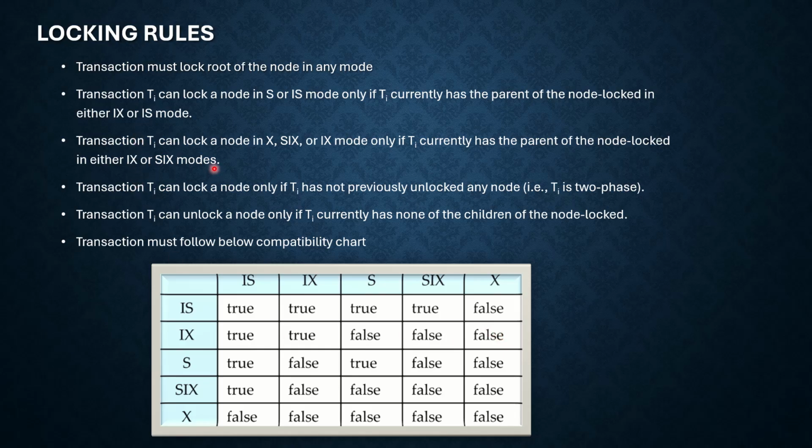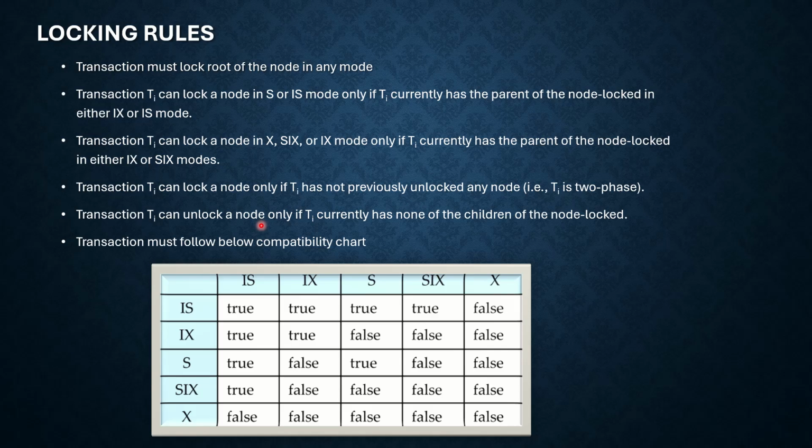And these were the simple rules. If we want to put a lock on any node in X, SIX or IX mode, then its parent should have either an IX or SIX lock. And a transaction Ti can lock a node only if Ti has not previously unlocked any node. That is two-phase locking.